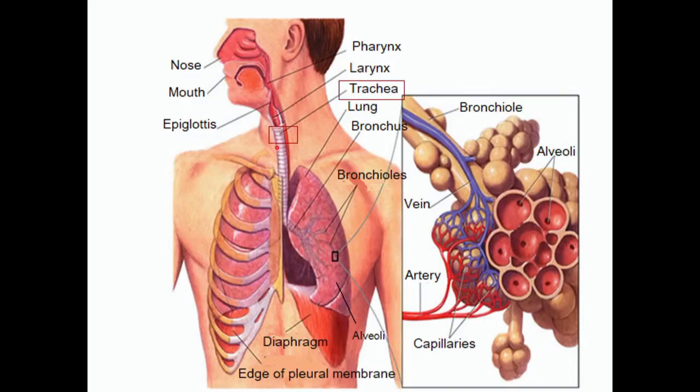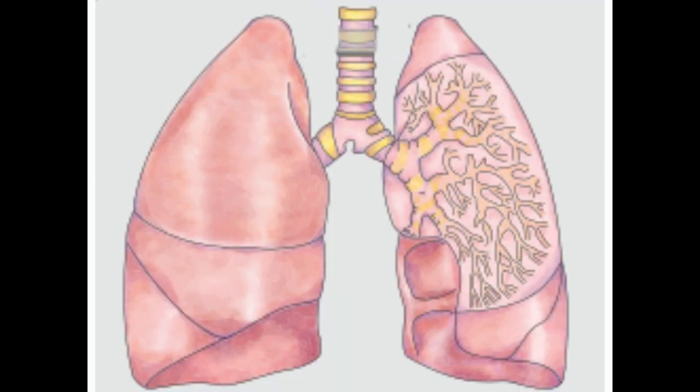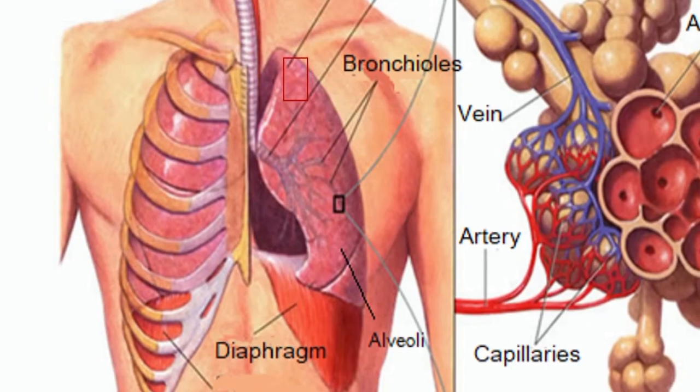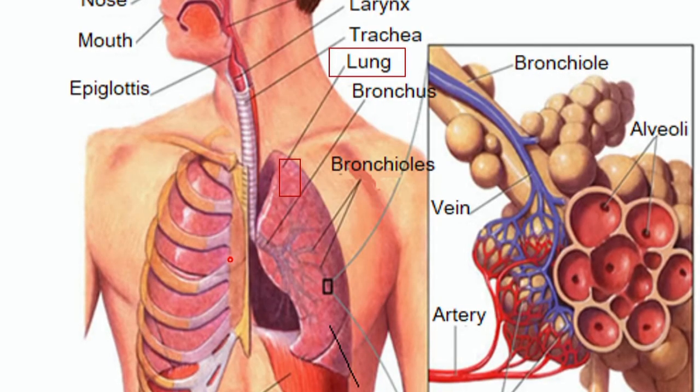Later, it leads to trachea, which at the other end bifurcates into right and left bronchus. Each of these enter the lungs. Lung is the major vital organ in the thoracic cavity. Right and left lung are well protected in the thoracic cage.